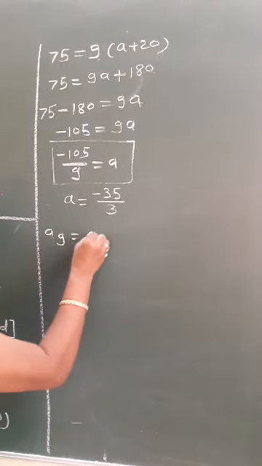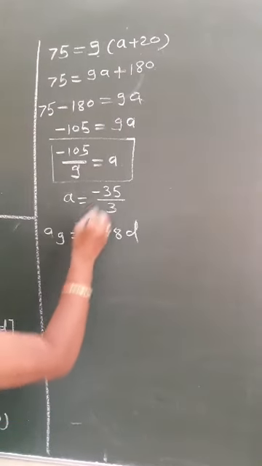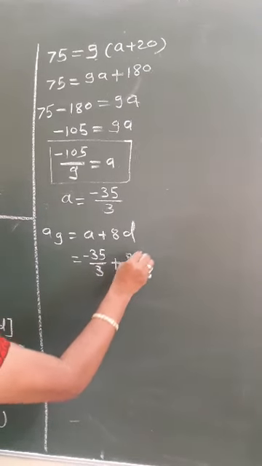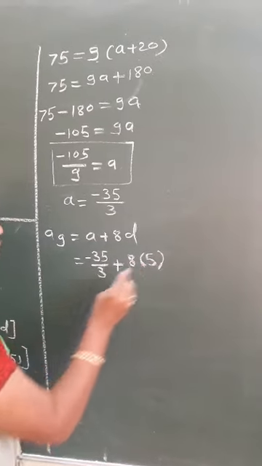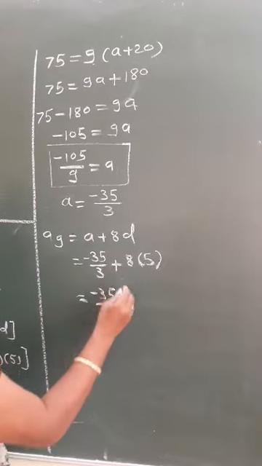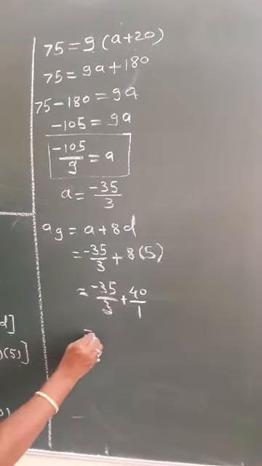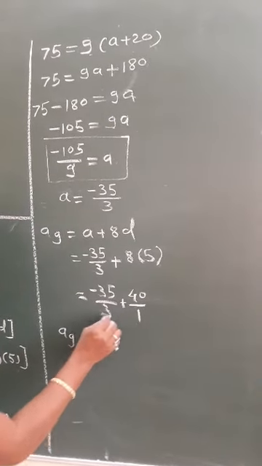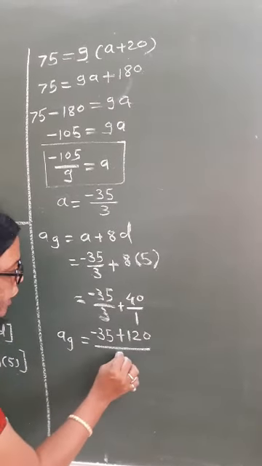a9 is nothing but a plus 8d. We have found a as minus 35 by 3 plus 8, and the value of d they have given as 5. So here we will get a9 as minus 35 by 3 plus 8 5s are 40 divided by 1. So what we will do here, a9: we have to find minus 35, LCM is 3. 4 3s are 12, means 120 divided by 3.